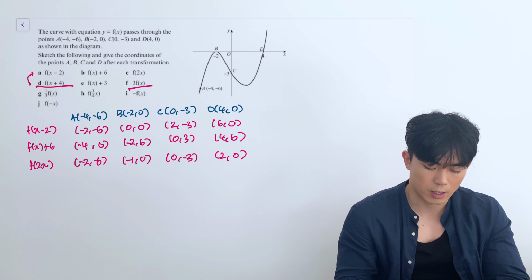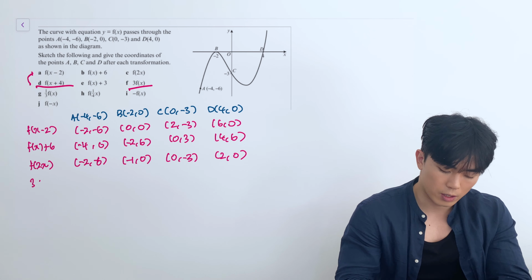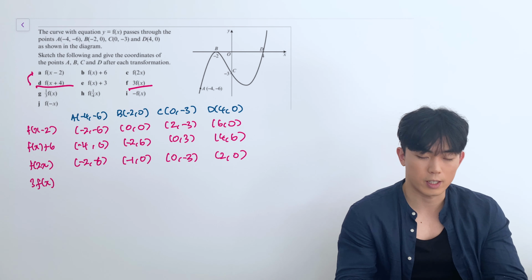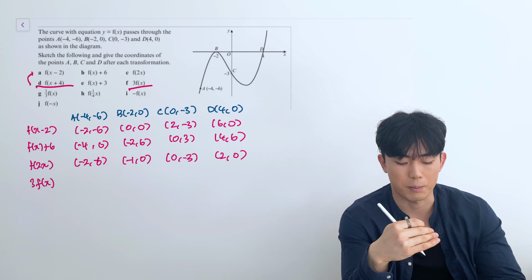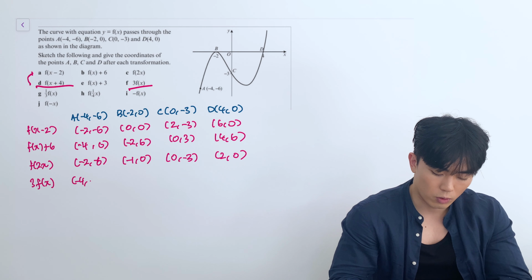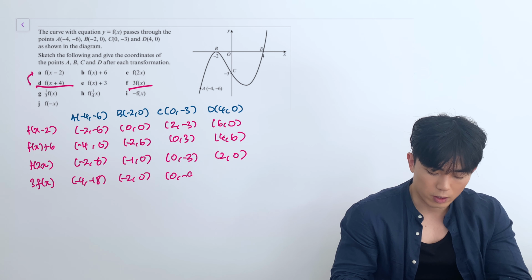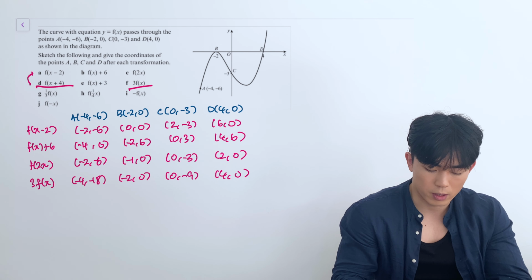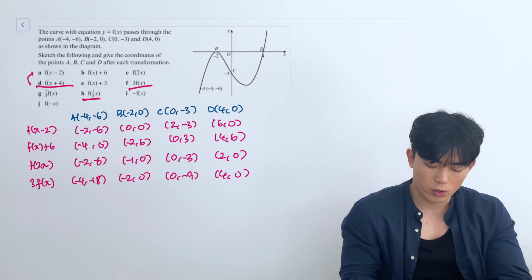Maybe we can try this F here. So it's 3f(x). As you can see, the 3 is outside the bracket, meaning it's going to affect my y values, and then multiply them by 3. So it will be (-4, -18), (-2, 0), (0, -9), and then (4, 0), like this.